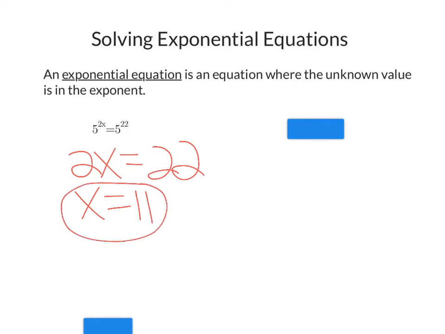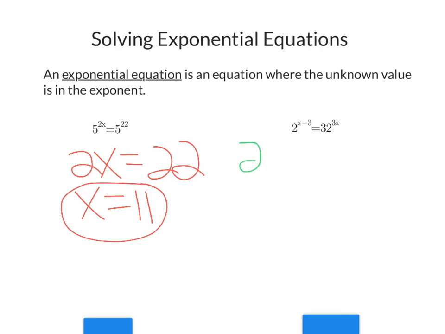Now let's take a look at an example that's a little bit trickier. What makes this one trickier is that my bases are not the same. I have a base of 2 and a base of 32. However, what's nice about this particular equation is that 32 is a power of 2. 2 to the 5th is equal to 32. So I can rewrite my equation by changing 32 to 2 to the 5th.